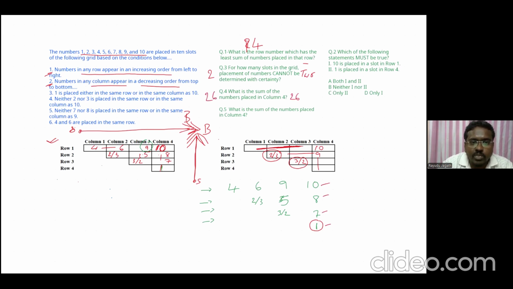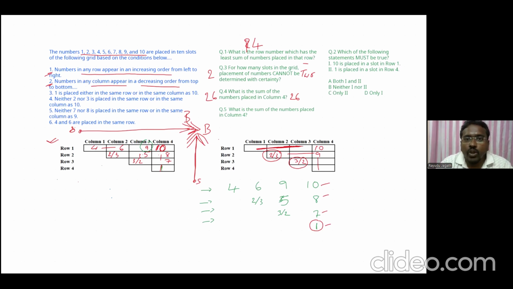What is the sum of the numbers placed in column number 4? Okay, this question is repeated. One question might be missing. Let me check. What is the sum of the numbers placed in column number 4? Okay, the first question is missed: what is the row number which has the least sum of numbers placed in the row? That is also present. Okay, and some question might be missing.